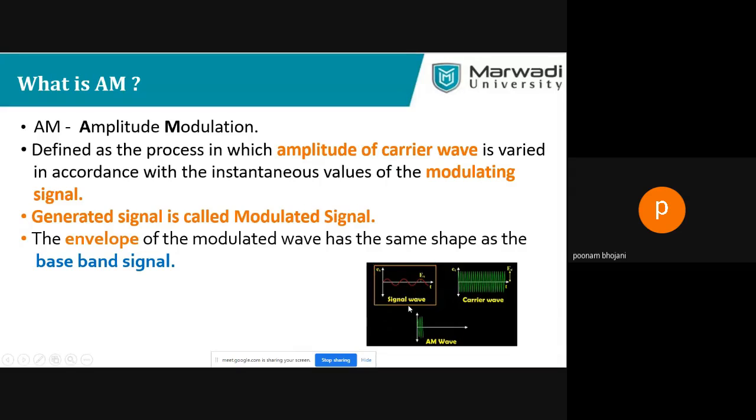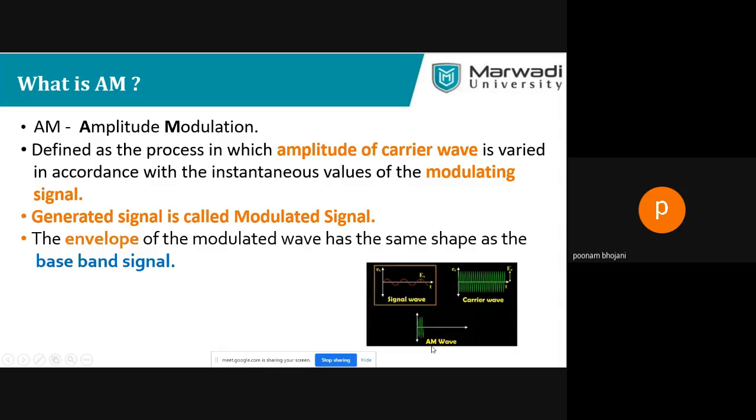Now, the envelope of the modulated wave has the same shape as the baseband signal. Let me tell you, this is also known as baseband signal. Modulating signal, baseband signal, message signal, anything you call it, this signal is known as that. So the baseband signal has this shape. Now, if you look at this AM wave, envelope means what? The boundary, right? If you draw the boundary of the signal, it is the same as this. But this signal has two boundaries: one is the positive envelope and one is the negative envelope at the downside.